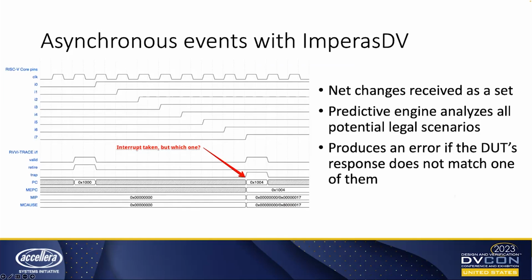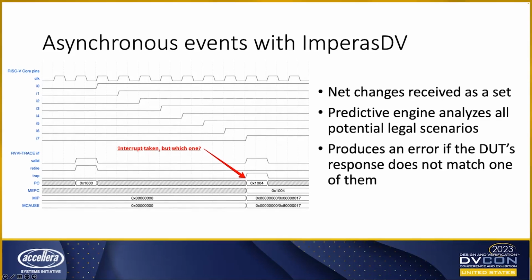Let's talk a little bit more about asynchronous events, a challenge that has been present throughout the RISC-V DV journey, and it's now also addressed using Imperas DV. This picture is called a staircase waveform. It's a bit of an extreme scenario where many interrupts are triggered one after another. An architectural model of a processor can't predict exactly which interrupt will be taken by the processor under test because it doesn't model the processor's microarchitecture.